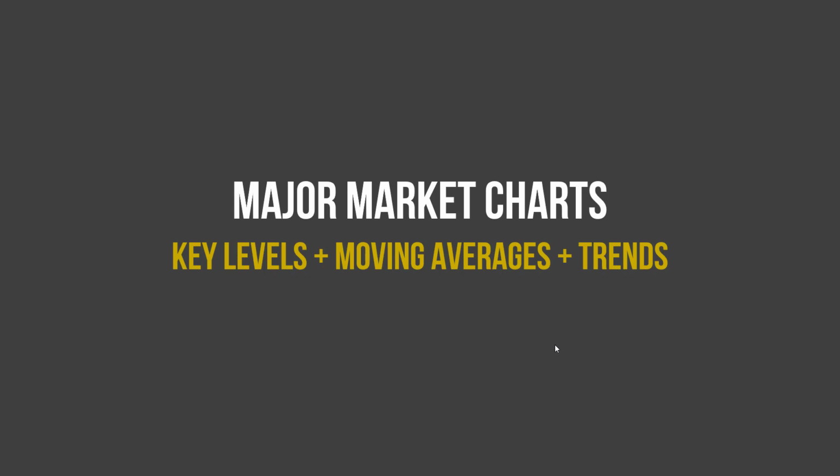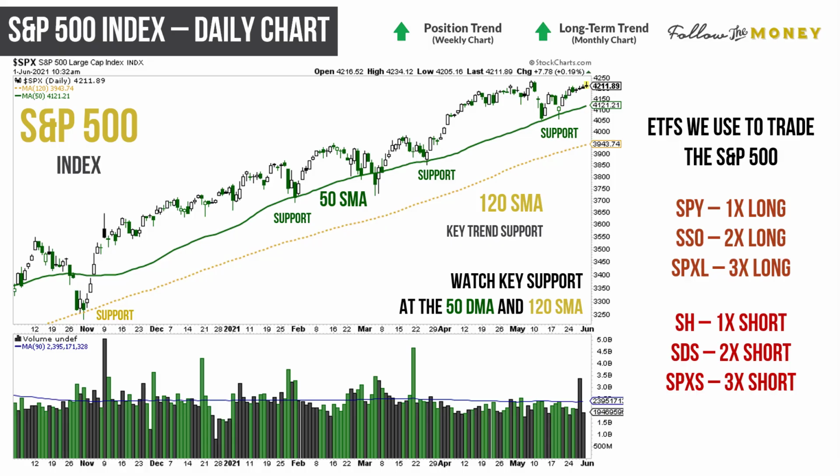Major market charts. Let's take a look at a few things here. Key levels, market moving averages, and some trends. Here's the S&P 500. So now when you look at this chart, what is this chart? You'll notice that I always stress to you what kind of time frame we're dealing with whenever we put one of these charts up. Daily chart, right? This is an important distinction. The daily chart can only tell you so much. It's very good, but it's just one time frame, right?